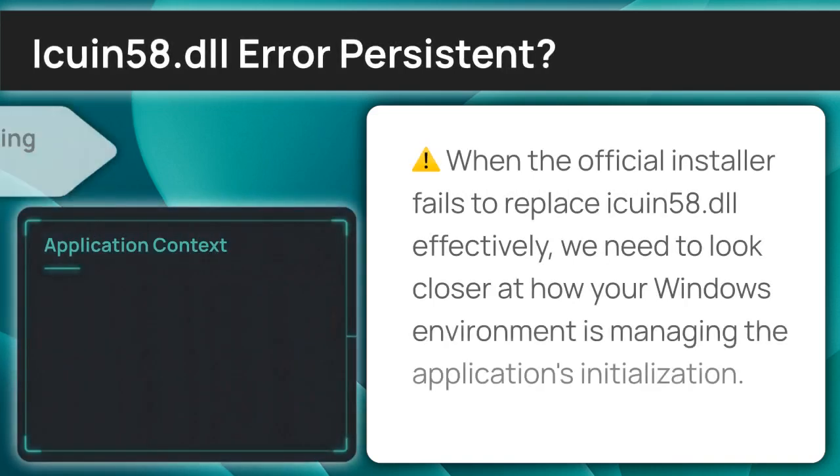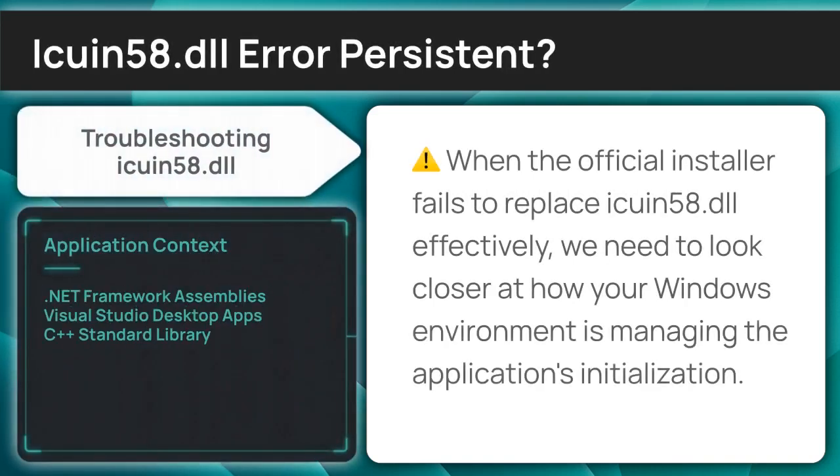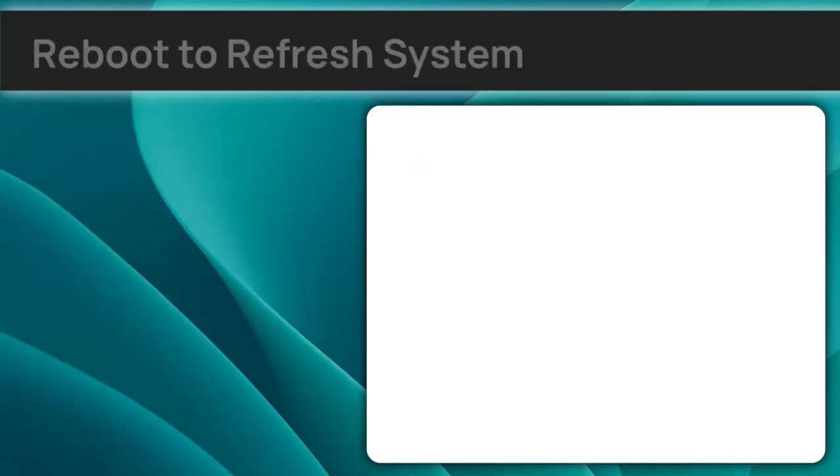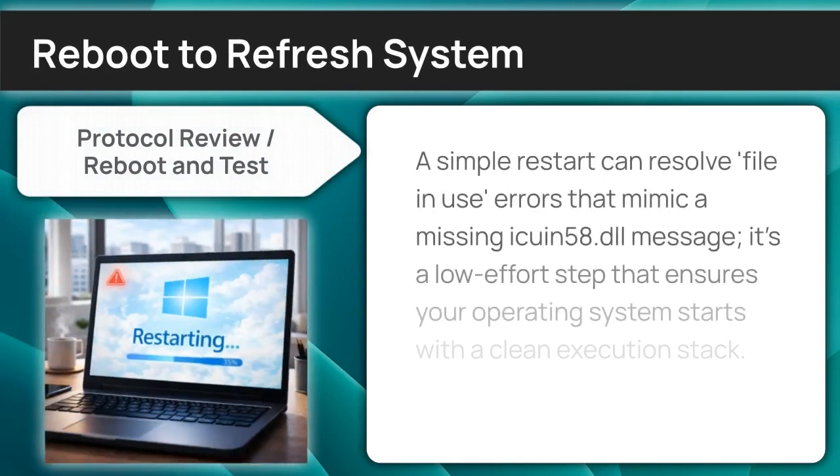Should the file remain missing after a reinstall, we need to ensure that the operating system is forced to reindex its shared library paths. A standard restart allows the Windows bootloader to rescan your system directories and potentially recognize an unregistered icuin58 component.